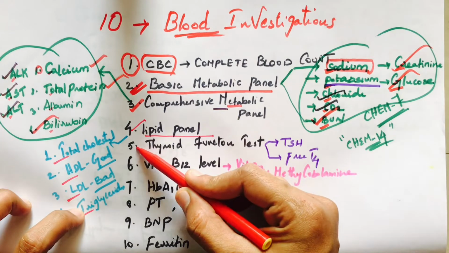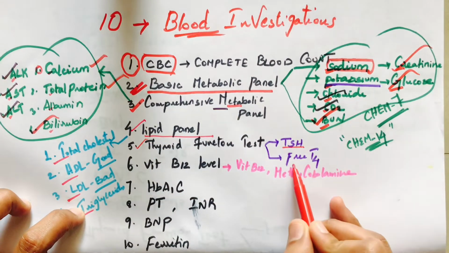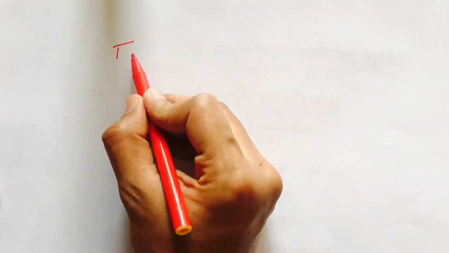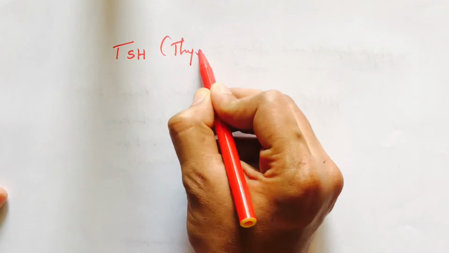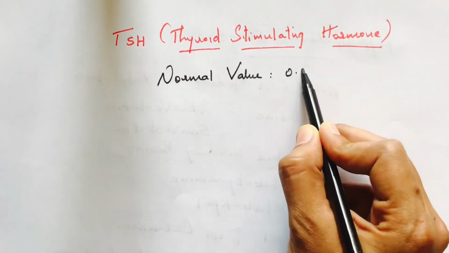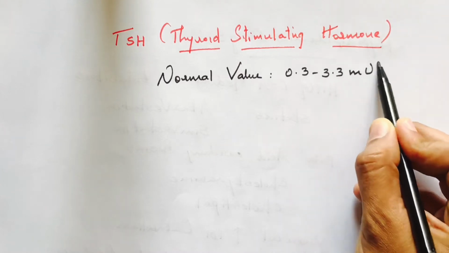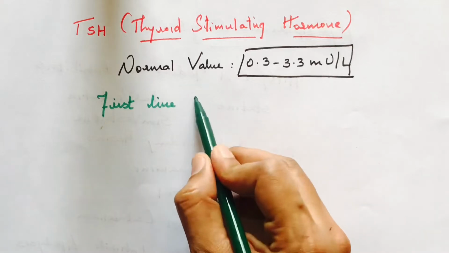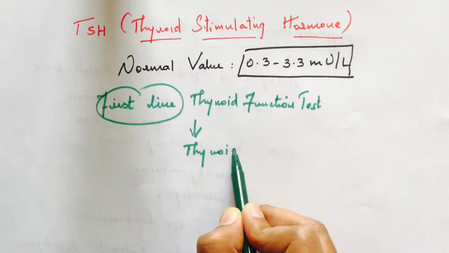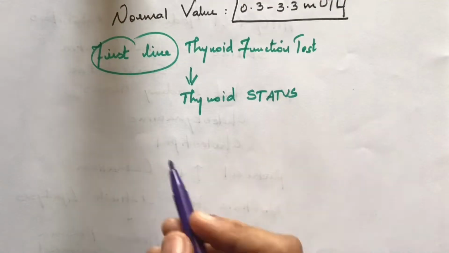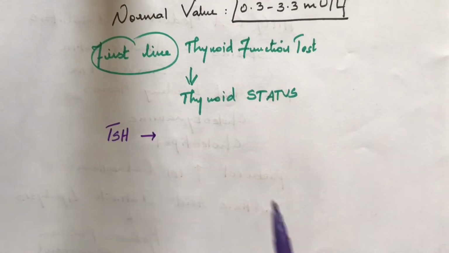Next investigation in the list is thyroid function test. So the first and foremost thyroid function test is TSH, thyroid stimulating hormone. Its normal value is 0.3 to 3.3 milliunits per liter. And this is established as the first line thyroid function test to assess thyroid status.